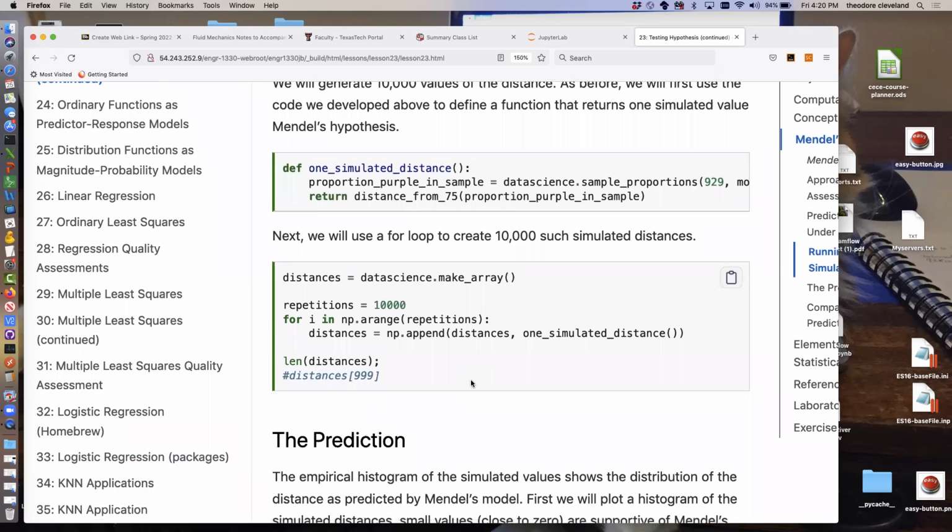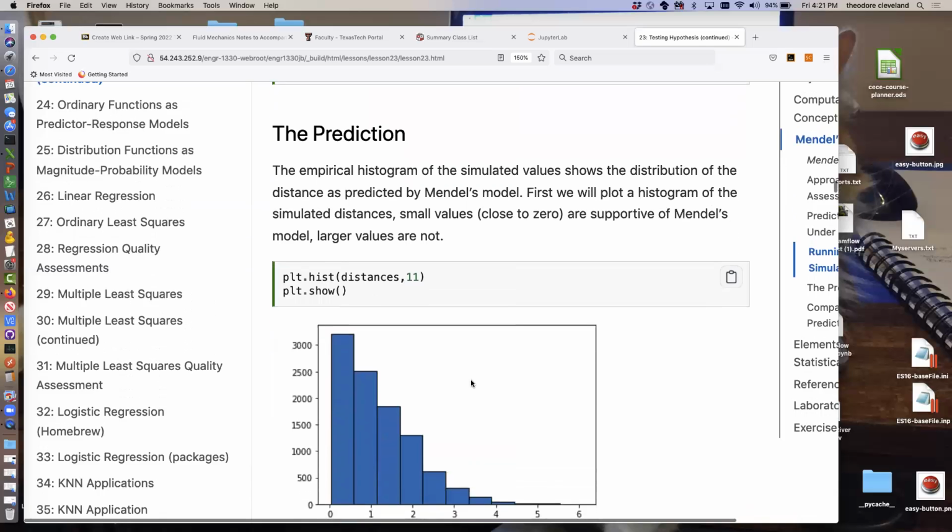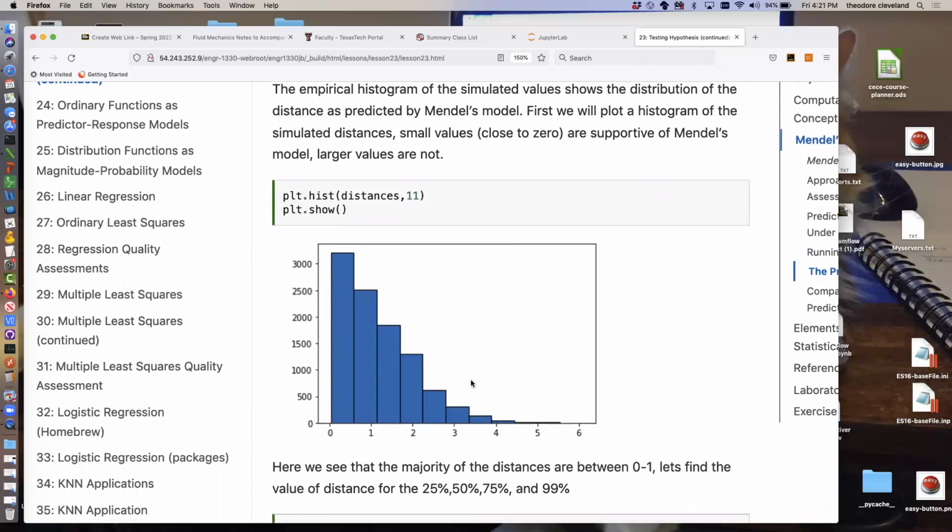And finally, we can get the length of distances. We should find out that it's 9,999. Actually, no, the length should be 10,000. The indexes will be 0 to 9,999. So we've done that. And now when in doubt, we always make histograms or we draw pictures. Why do we draw pictures? Because we can choose cool colors and hopefully deceive the client, that'd be me, from knowing what's going on. So there's a histogram of our 10,000 lifetimes of growing pea plants.